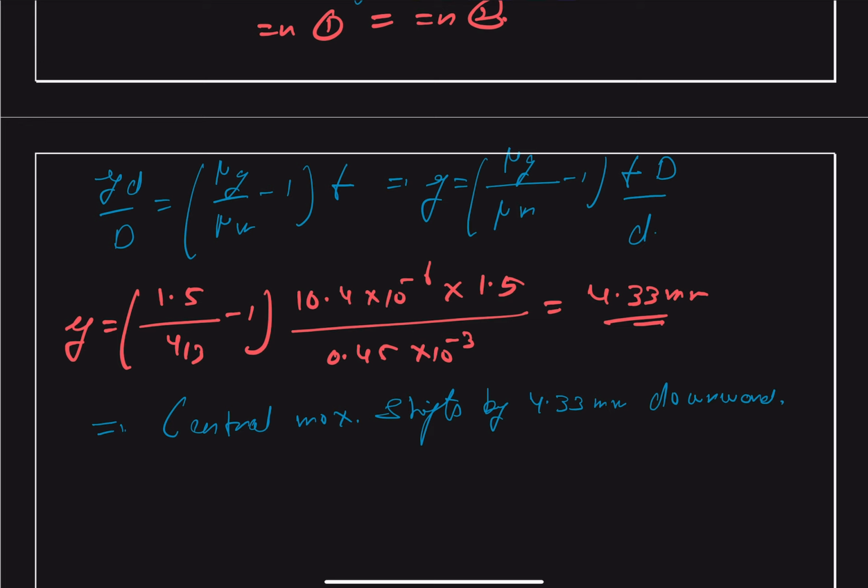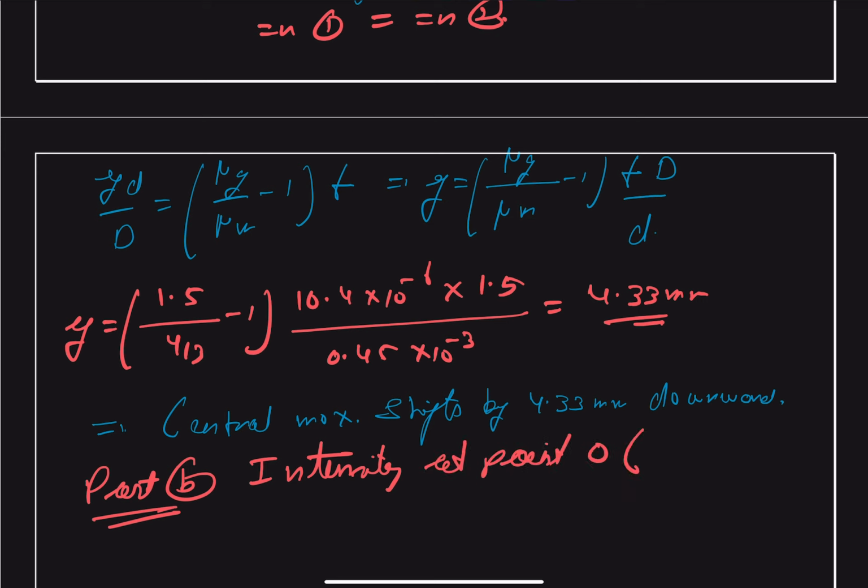Now we have to find out the intensity at point O, which was our original central point. So we have part B now. Intensity at point O, which is our original central point.